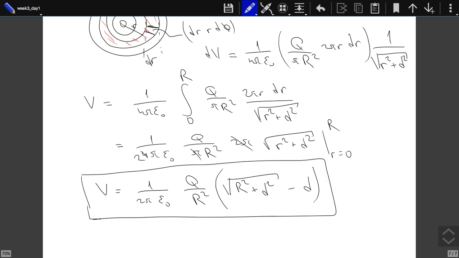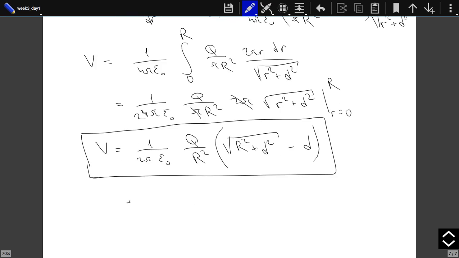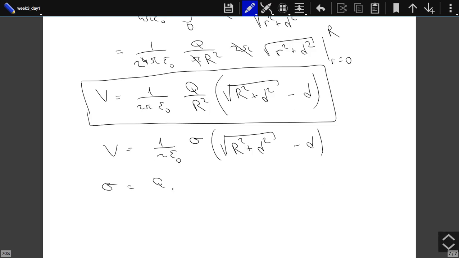Or let me just do one more aesthetic change. 1 over twice epsilon 0 times sigma times square root of R squared plus d squared minus d. This is our potential, where sigma is nothing but q over pi R squared. Now what I did was, here I have a factor of q divided by pi R squared, which is the total area of my disk. So this sigma is nothing but the surface charge density of my disk. So the q over pi R squared, and these are the remaining factors.